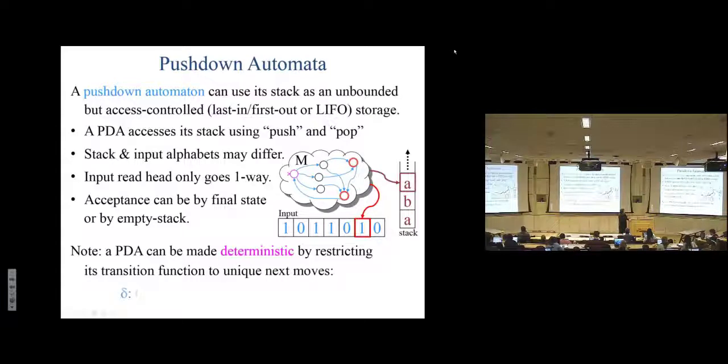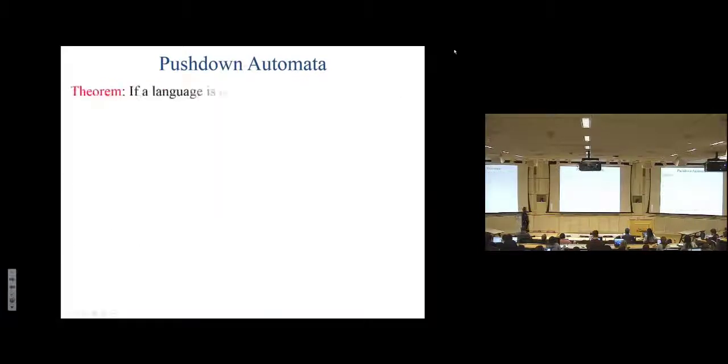Now, you can make the PDA specifically deterministic by restricting the transition function to only go to a unique single next state, not to multiple ones. So a deterministic PDA, pushdown automaton, is a special case of the non-deterministic one where you only have one choice of what to do next. Same for finite automata, except here, if you use non-determinism, you can achieve more. And we'll give some examples later on.